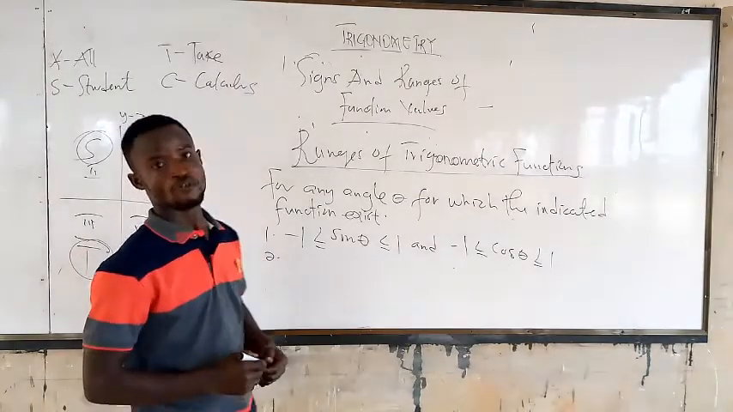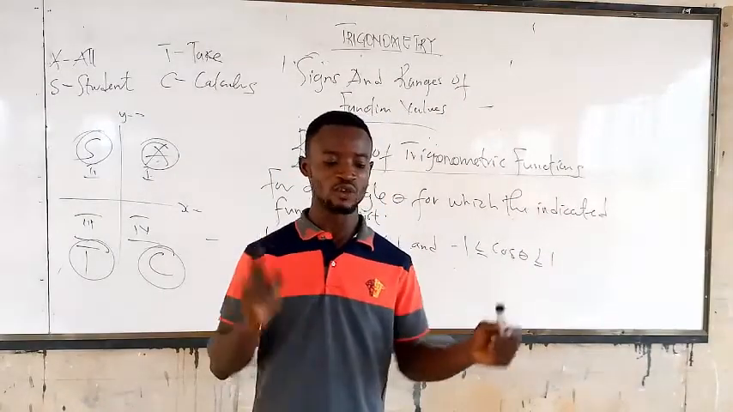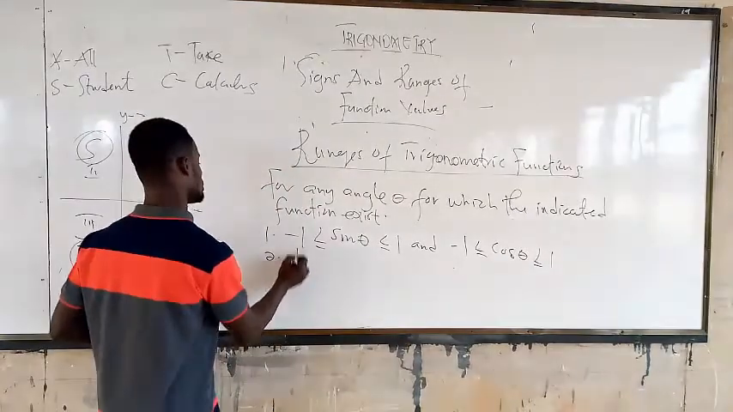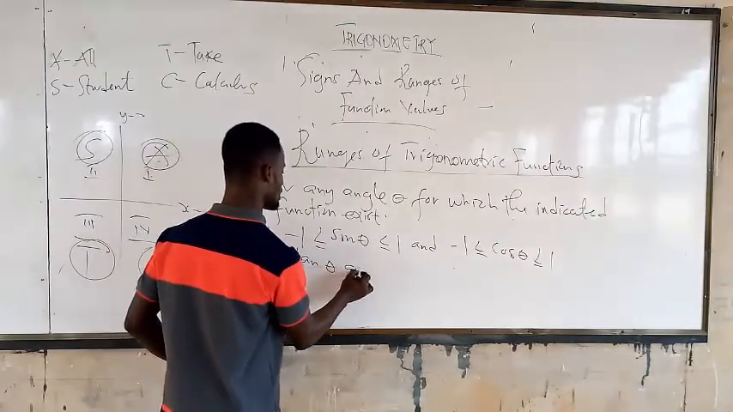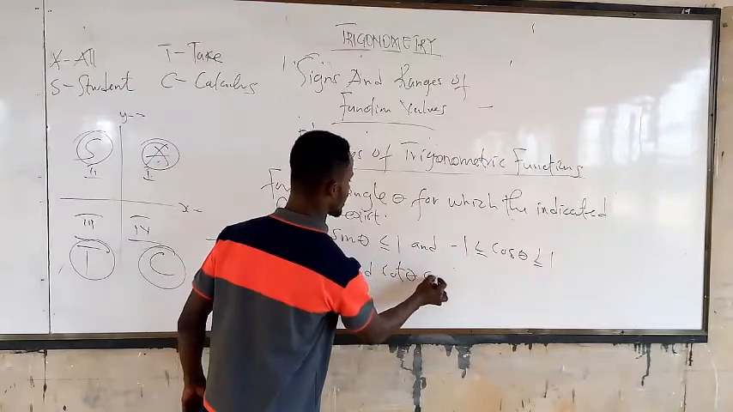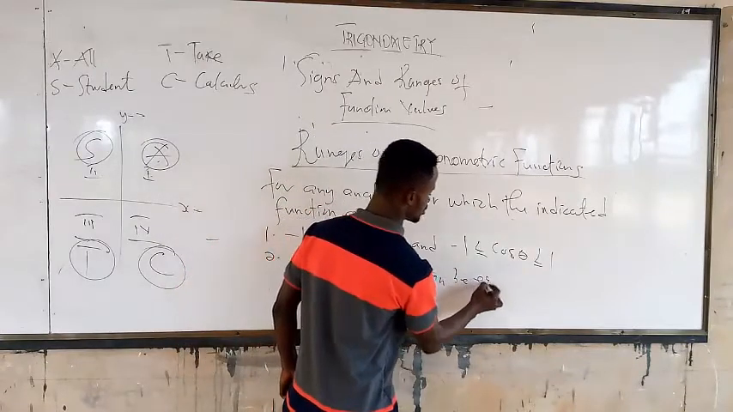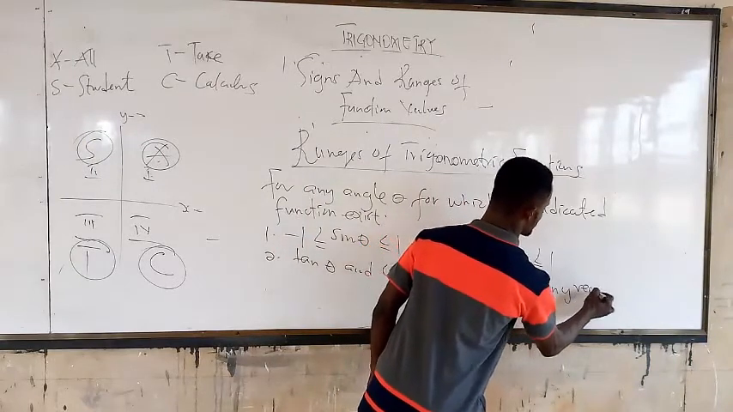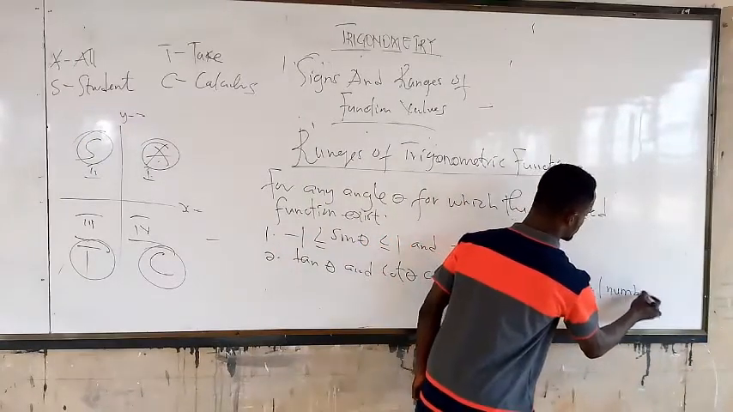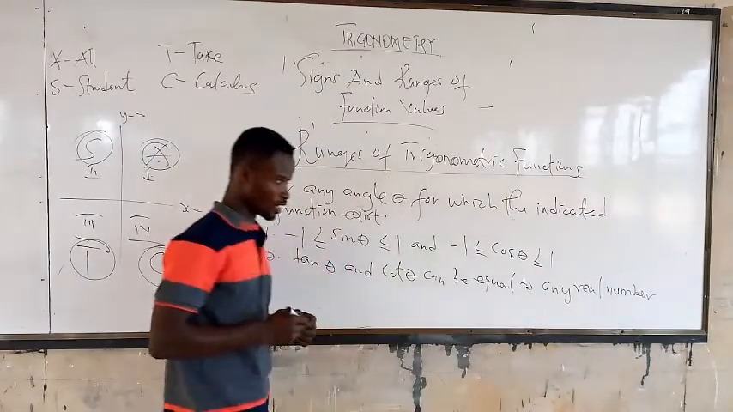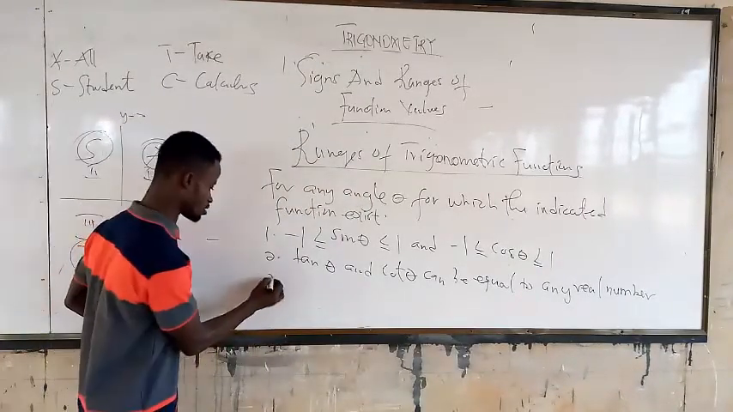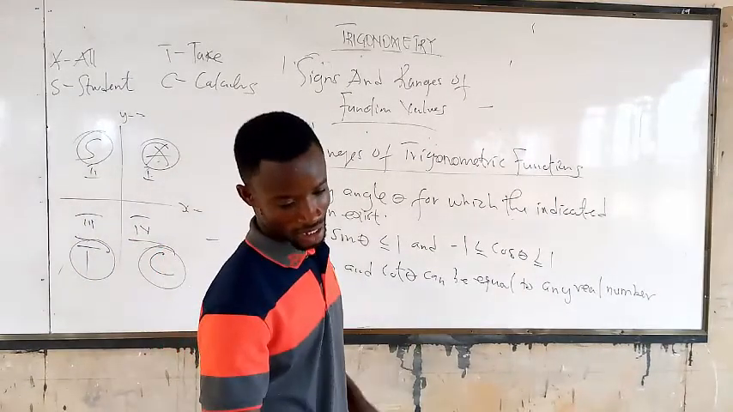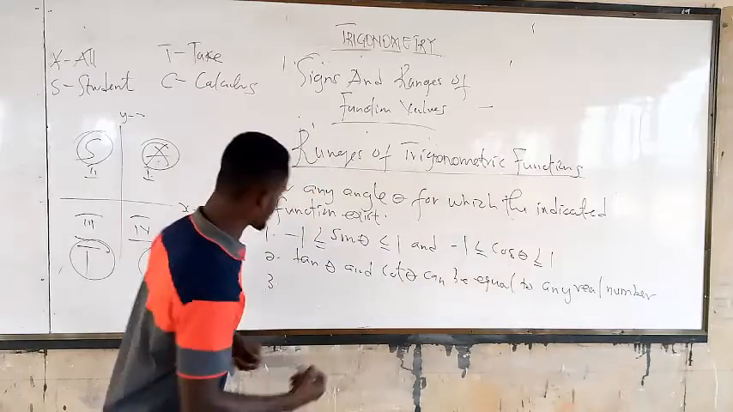2. Tan theta and cot theta can equal any real number. Alright, so don't forget that. We are still under the basics of trigonometric functions, and the whole course.